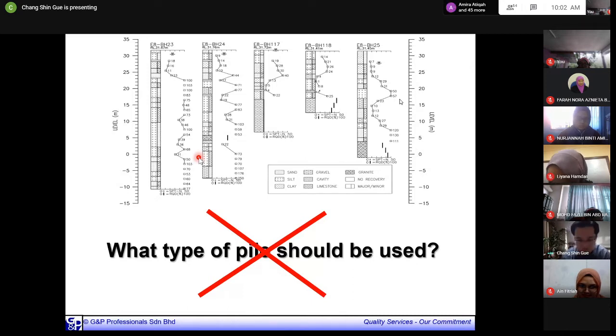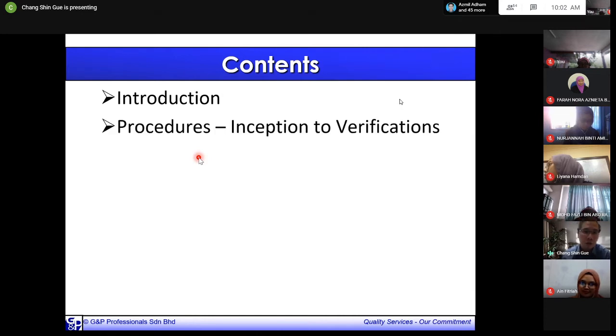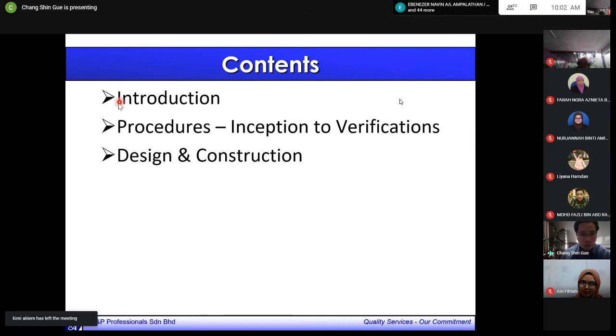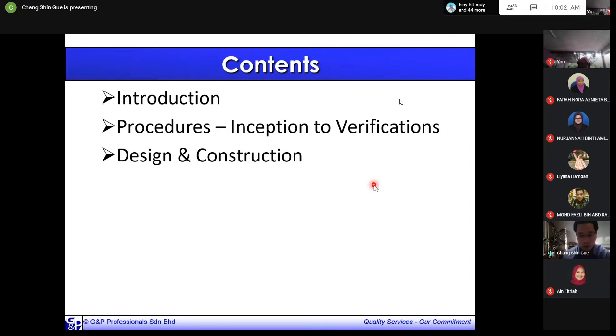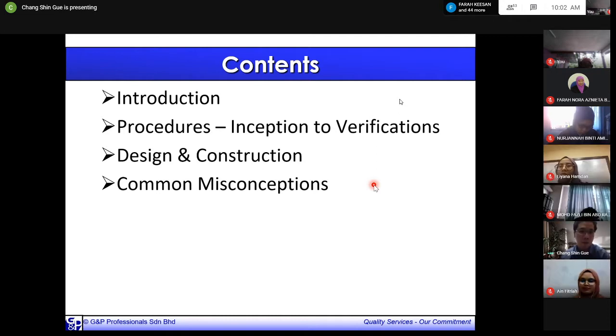So let me just show you the brief contents of what I'll be sharing with you today. I'll give an introduction on pile foundation, and then I'll move on to show you the procedures from the start of a project all the way from design to construction and testing, which is verification. So you get an idea of the full picture. And then I'm going to talk a bit on design and construction, things that you need to be aware of. And then continuing on common misconceptions, so things that you may have heard of, what are correct and what are actually wrong.